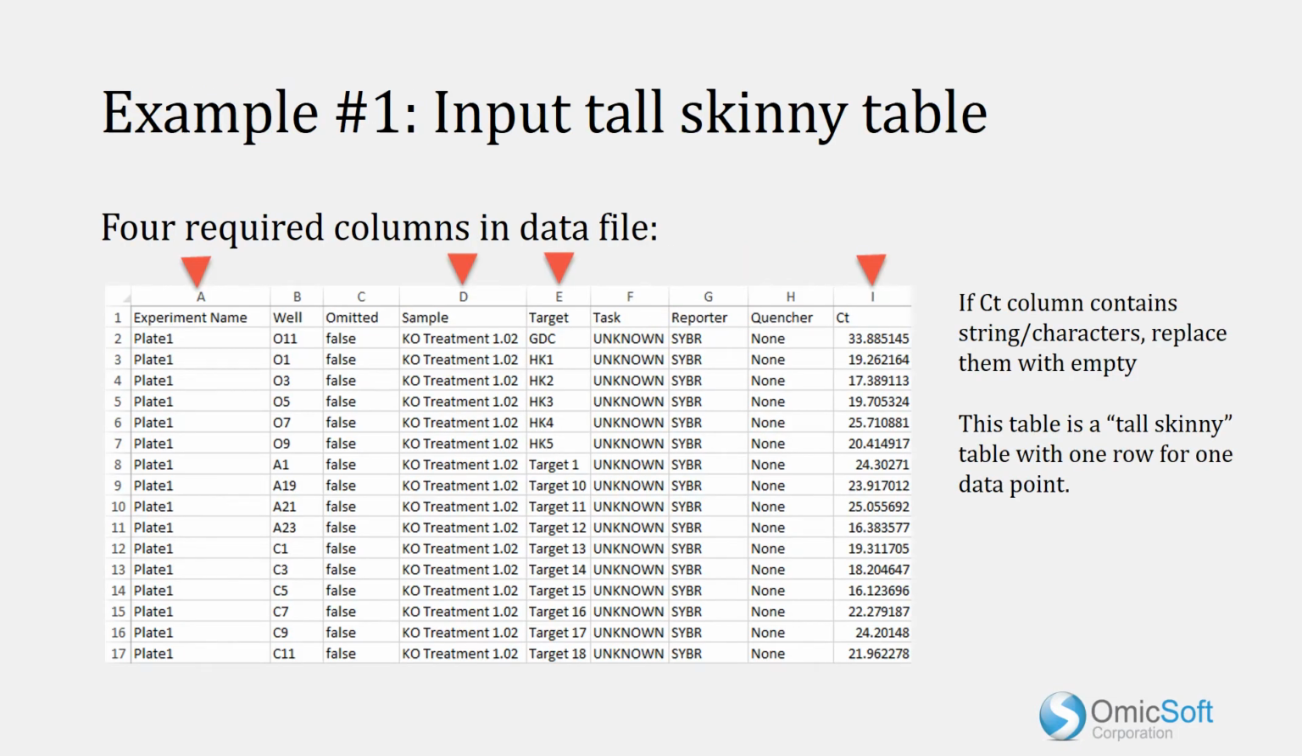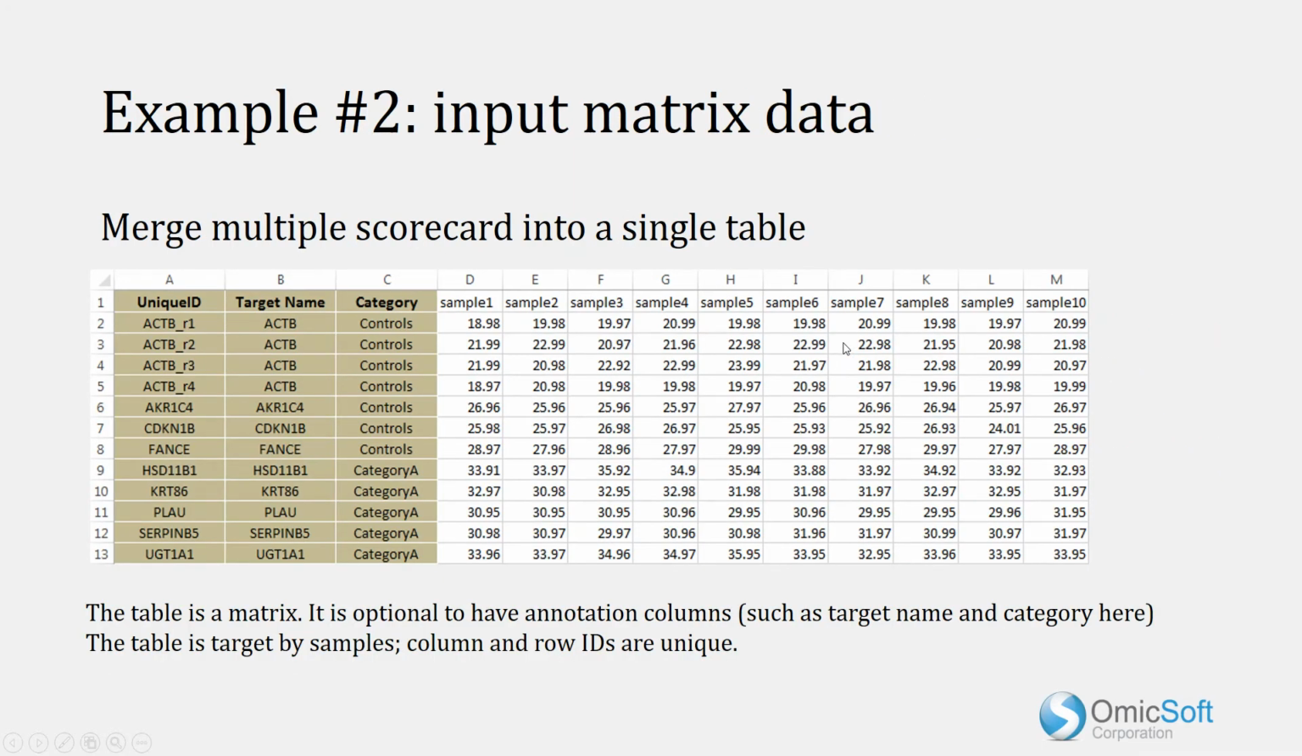In this tutorial, we will start with CT, or threshold cycle measurements. Your data can be in either tall, skinny format, with one value per row, or in matrix format. Your data can also be in either CT or abundance values.